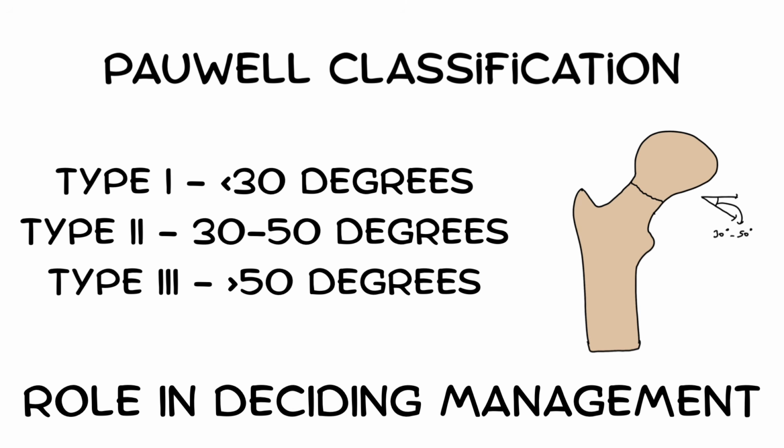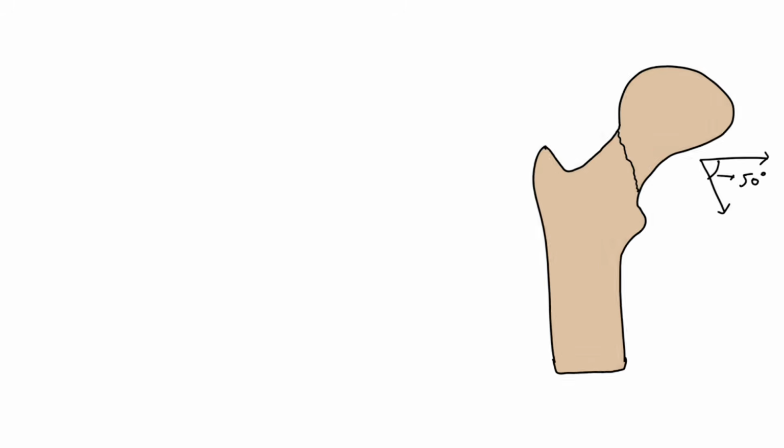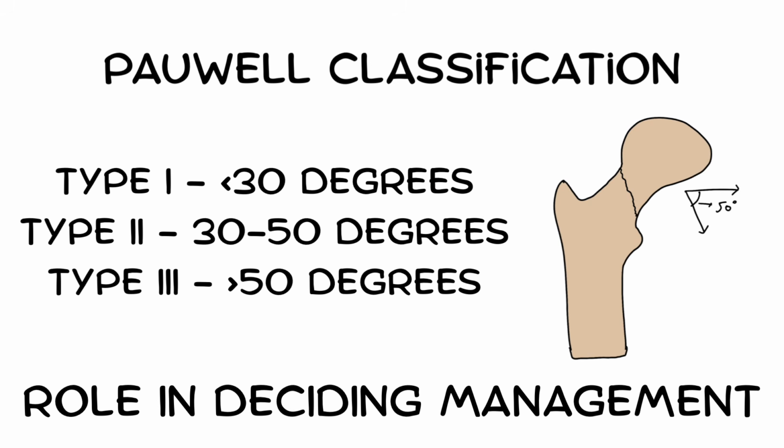So if the angle between the fracture line and the horizontal line is 30 to 50 degrees, then it is Powell's type 2. Here the fracture is slightly more vertical as compared to the type 1. Now the type 3 is when the angle between the fracture line and the horizontal line is more than 50 degrees. Here you see the fracture line is more vertical, which means there is high vertical shear strain along the fracture site, and there is a high chance of failure by the shear strain which is going to happen at the fracture site. So that is the importance of knowing the Powell's classification.